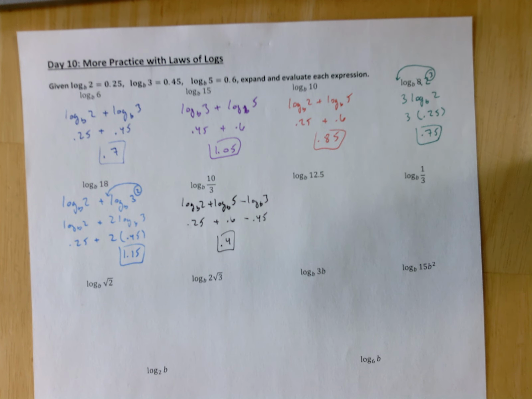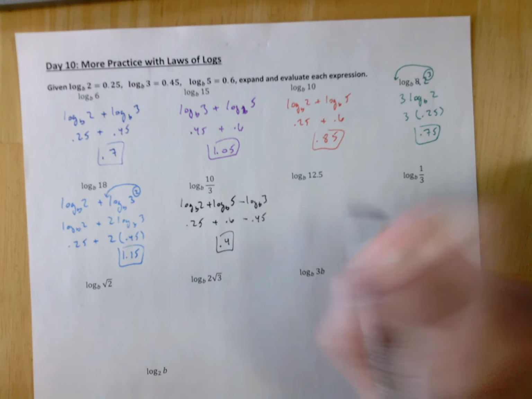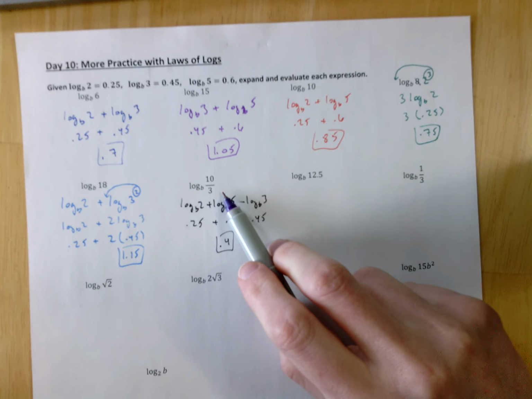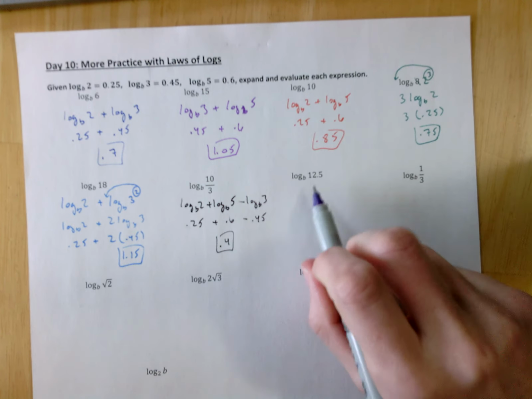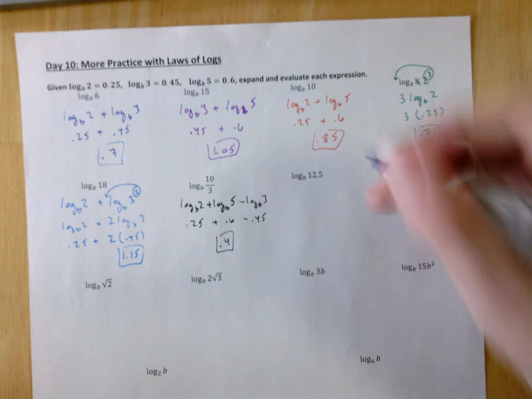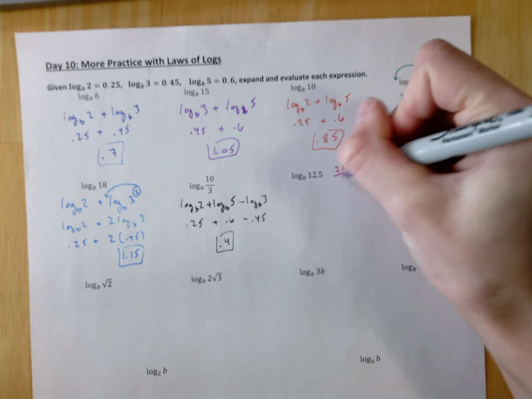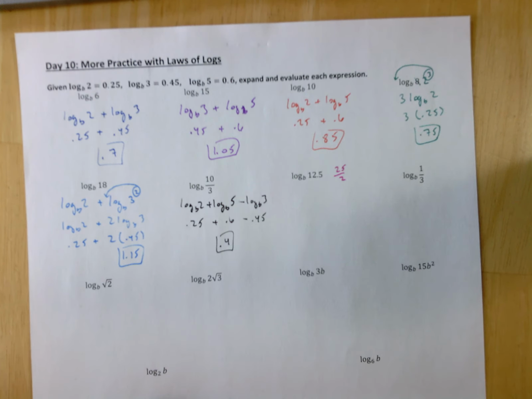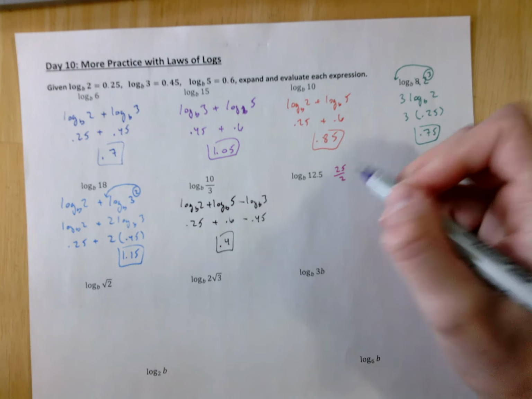Okay, 12 and a half. So the next one, we're looking at 12 and a half here, right? So I'm trying to think, all right, how am I going to pull off 12 and a half? Well, the first thing that I would do is I would convert that to a fraction. So instead of writing it as 12 and a half, 12 and a half is the same thing as 25 over 2. Okay, and then that gives me what I need.